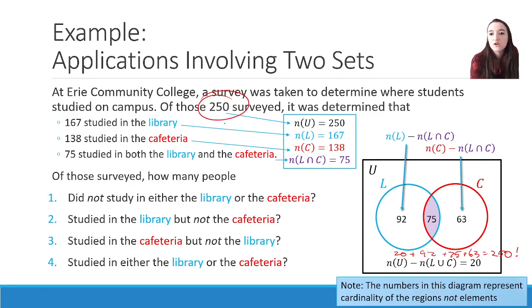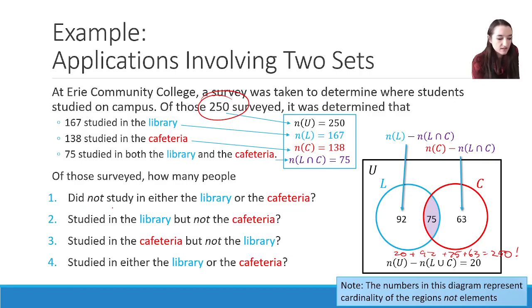Check by actually adding all the numbers you have and see that it actually adds up to the total cardinality of the universal set. If you get anything wrong, you'll see that it shouldn't add up. And that's an easy way to check yourself. Alright, so now let's go and answer each of these questions.